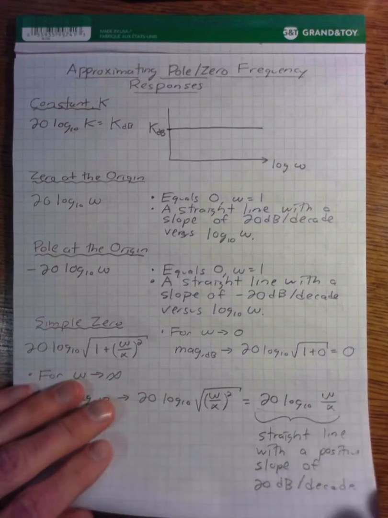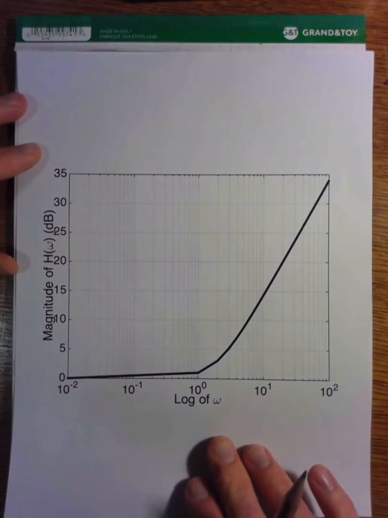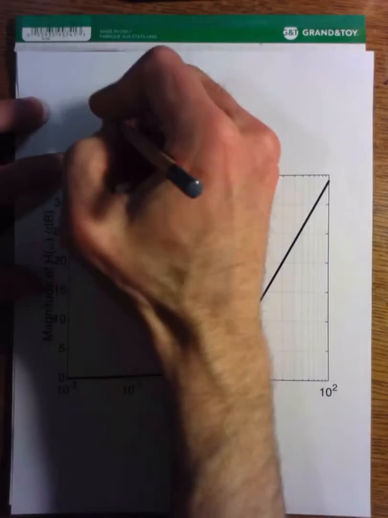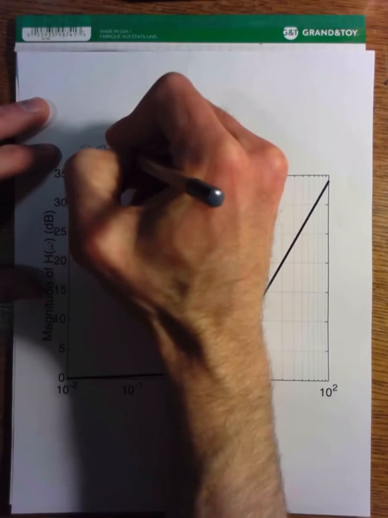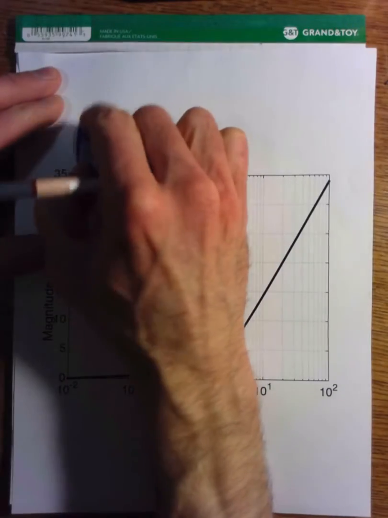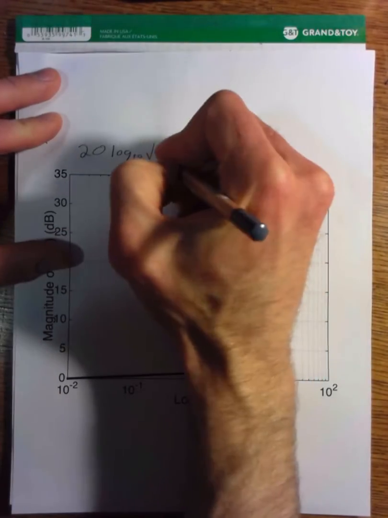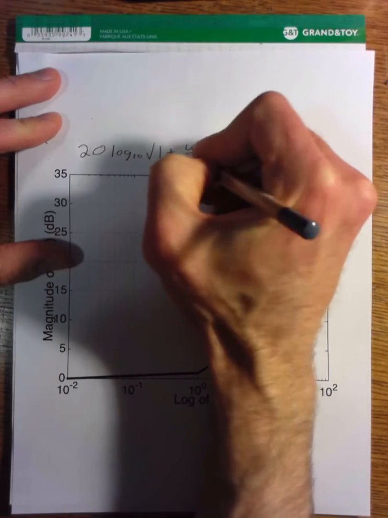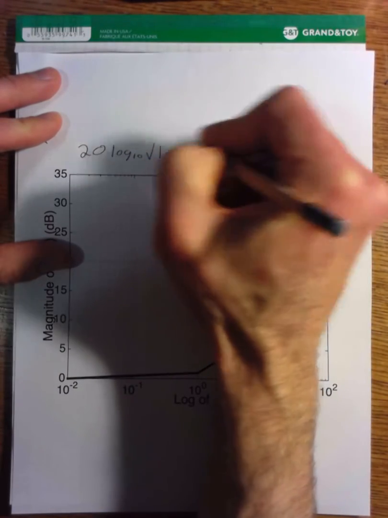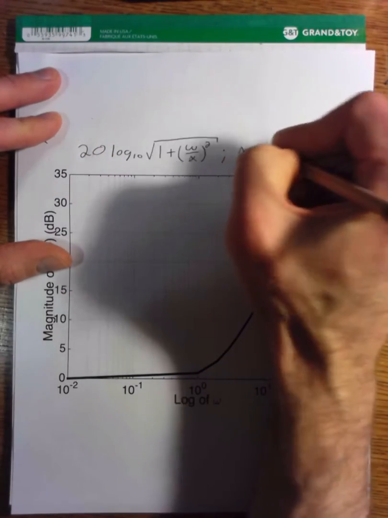So let's take a look at the actual plot and see what it looks like. So here is a plot of 20 log 10 of the square root of 1 plus omega over alpha squared, where in this case alpha is equal to 2.